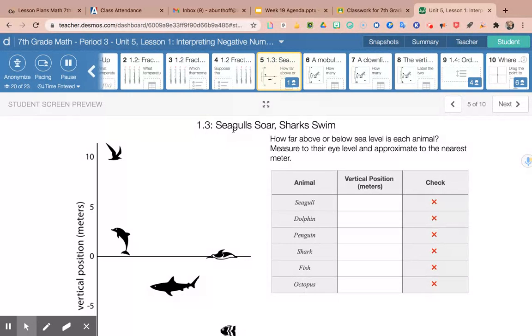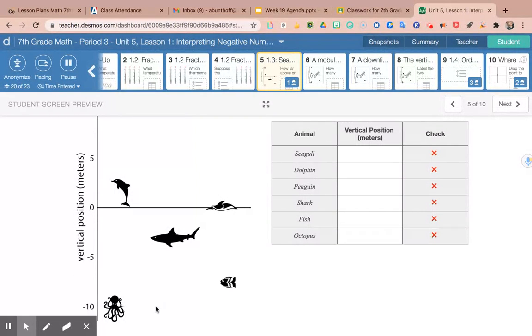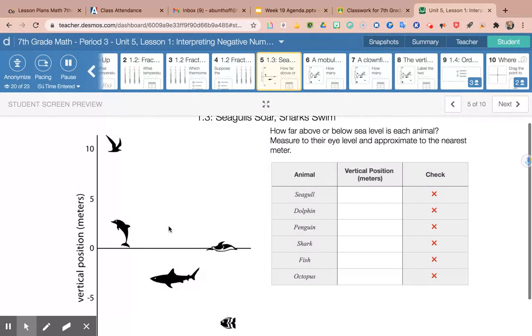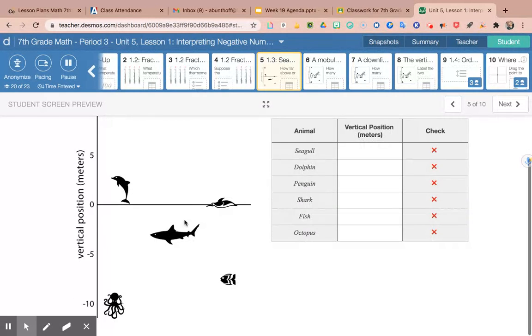Number 5 says, seagulls soar and sharks swim. How far above or below sea level is each animal? So in the real world, sea level is considered 0. So the surface of the ocean is considered 0. Anything below sea level is considered negative. So these are all below sea level. So this would be in the water. Anything above sea level would be positive, and that would be like the sky. So we have above sea level, which are positive, below sea level in the water, that's negative.